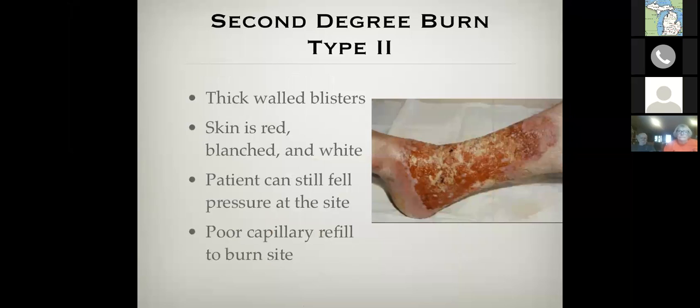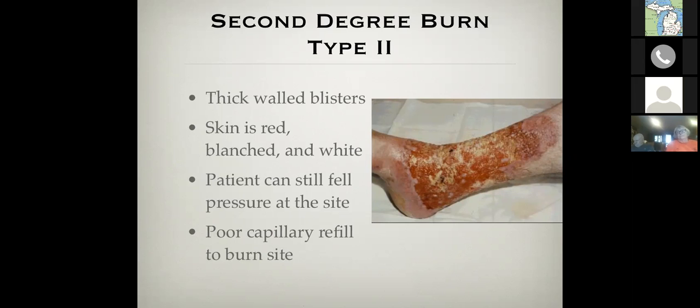So obviously moving into second degree type 2, it's going to be more severe. These blisters are going to be more profound. The skin is going to be red, it's going to be blanched, and it's going to be white. There's been some serious irritation to that site. So obviously, the patient is still going to be able to feel some pressure, but the pain is going to begin to go away, and that's because we're starting to burn off those pain receptors on our skin. Primarily because the deeper the burn, the more areas that we're burning.